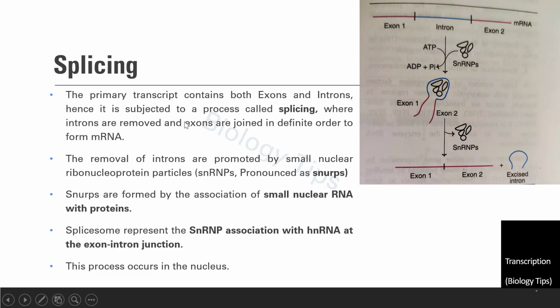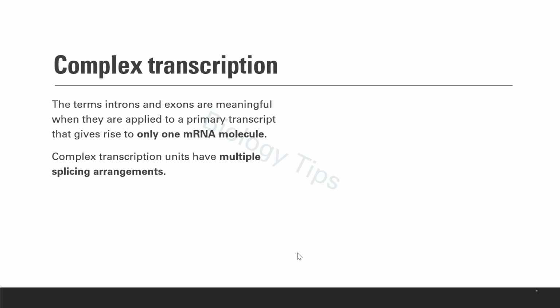Hence, it is subjected to a process called splicing, where introns are removed and exons are joined in definite order to form mRNA. The removal of introns is promoted by small nuclear ribonucleoprotein particles, pronounced as SNRPs. SNRPs are formed by the association of small nuclear RNA with proteins. Spliceosome represents the snRNP association with hnRNA at the exon-intron junction. This process occurs in the nucleus.